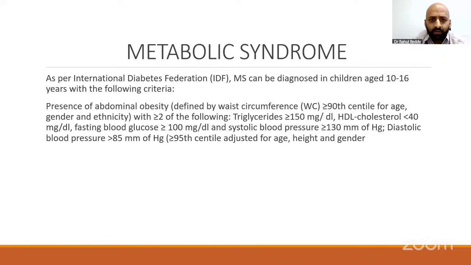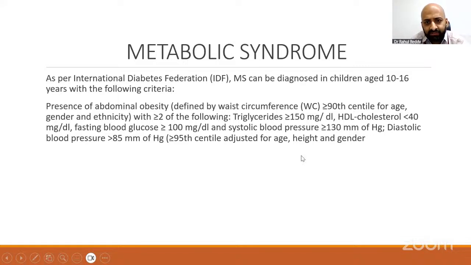And again, when it comes to the diagnosis of metabolic syndrome that we commonly talk about, the IDF has given us criteria to diagnose metabolic syndrome in children aged 10 to 16 years. The criteria is presence of abdominal obesity, which is the waist circumference more than 90th centile, with two of the following: either a triglyceride more than 150, or HDL less than 40, or fasting blood sugar more than 100, or systolic blood pressure more than 130 millimeter of mercury, or the diastolic being more than 85.